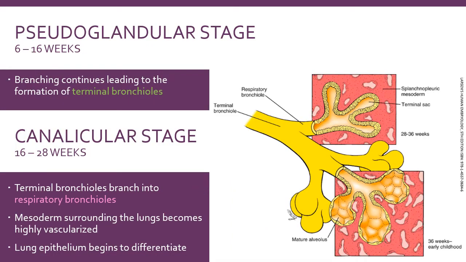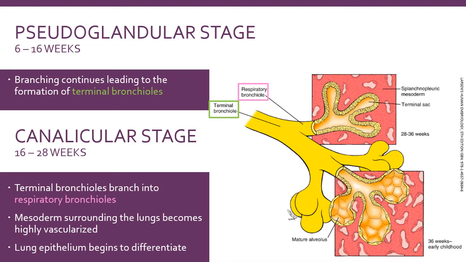Okay, next up, from 6 to 16 weeks, you have the pseudoglandular stage, which is really just characterized by continued branching. And what you're forming at this stage are the terminal bronchioles, which are shown here in the green. So there are stalks off of which additional branching will come. From 16 to 28 weeks, you're in the canalicular stage. Again, more branching. The terminal bronchioles will branch into what are called the respiratory bronchioles. And these bronchioles are essentially projections or tubes off of which you're going to have alveoli ultimately.